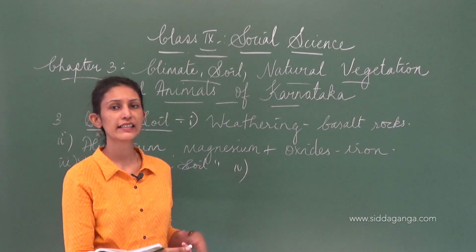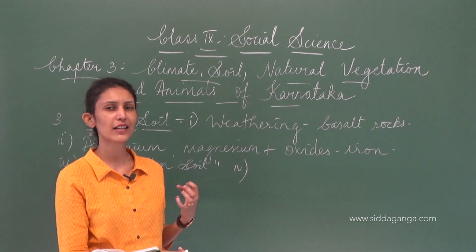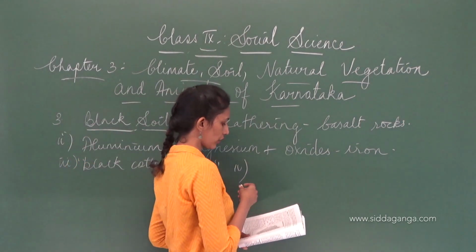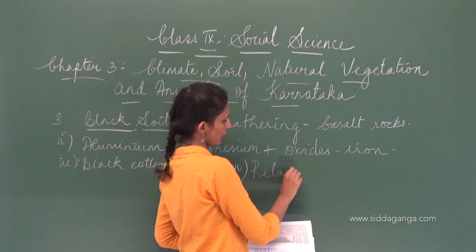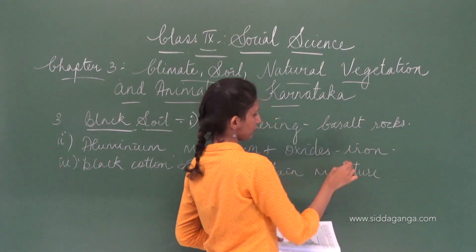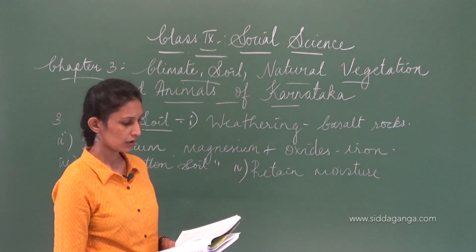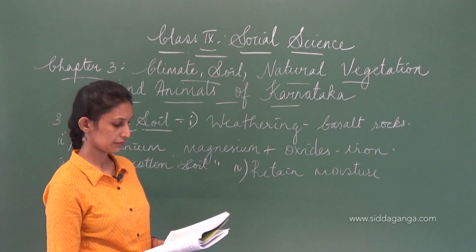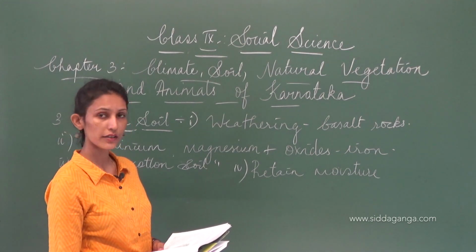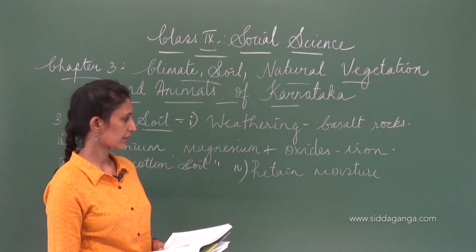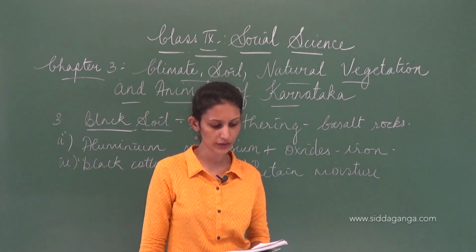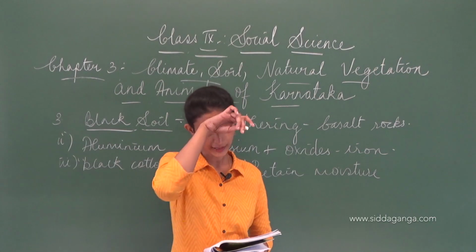Now this soil can contain moisture, whereas the red soil can't hold moisture for a long time. As it can retain moisture, a variety of crops can be grown, that is cotton, jowar, maize, sunflower, chili, paddy, pulses and onion. So these are the things that can be grown in black soil.